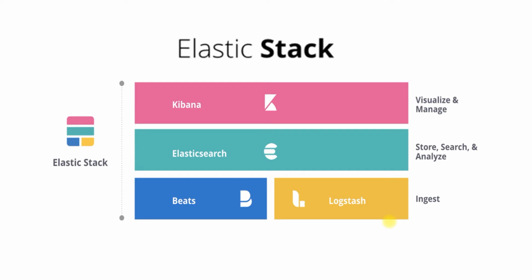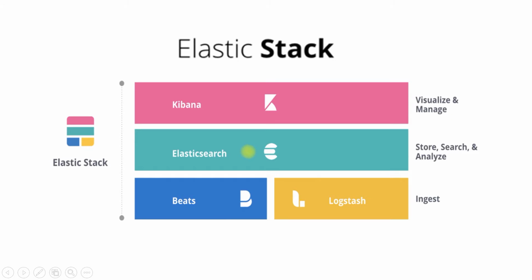The picture we are seeing now is the Elastic Stack. Elastic Stack has four components: Kibana, Elasticsearch, Beats, and Logstash. All these four components belong to a company called Elastic. So that's the reason all of them together are called the Elastic Stack.